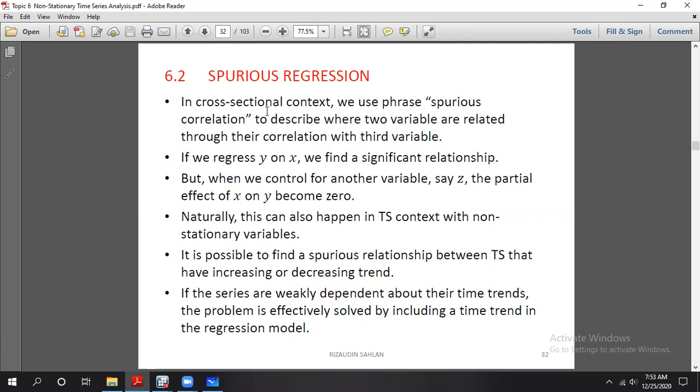In the cross-section context, we use the phrase spurious correlation to describe two variables that are related through their correlation with a third variable. If you regress y on x, we find a significant relationship. But when we control for another variable, say z, the partial effect of x on y becomes zero. This context also applies to time series, and it is possible to find a spurious relationship between time series that have an increasing or decreasing trend.